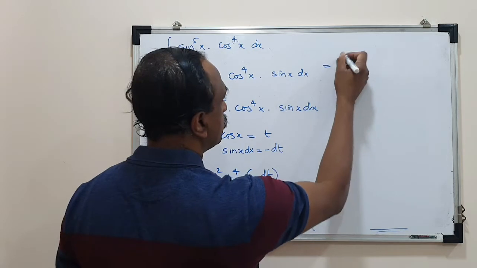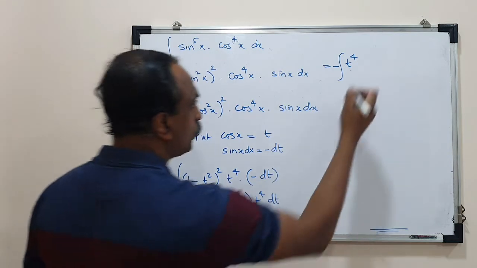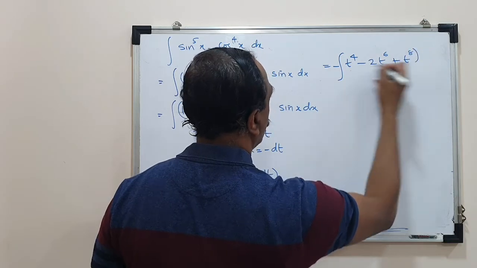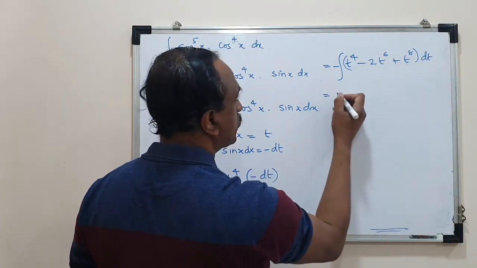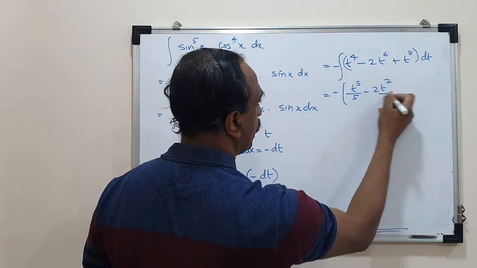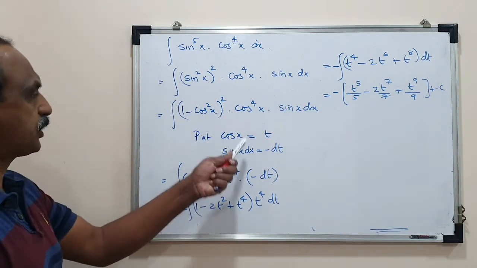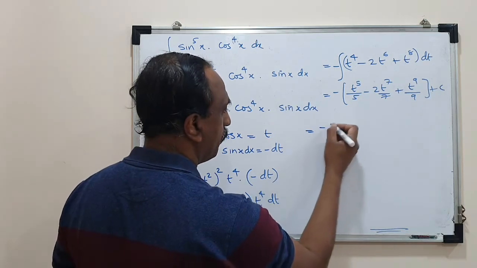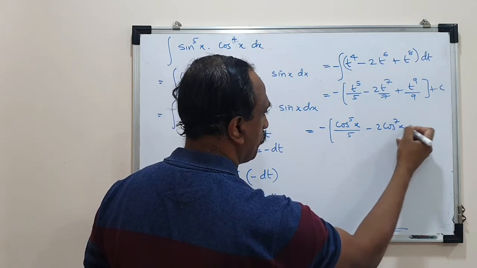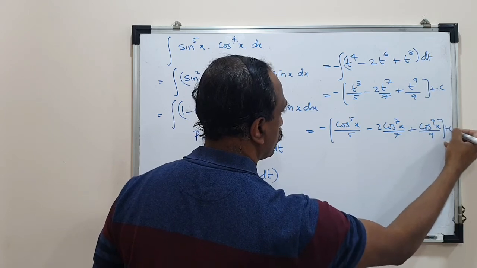Further on expanding this, t raised to 4 minus 2t raised to 6 plus t raised to 8 into dt. So that is minus of integral of t raised to 5 upon 5 minus 2t raised to 7 upon 7 plus t raised to 9 upon 9 plus c. Now what does t stand for? Cos x. So my answer became minus cos raised to 5x upon 5 minus 2 cos raised to 7x upon 7 plus cos raised to 9x upon 9 plus c.